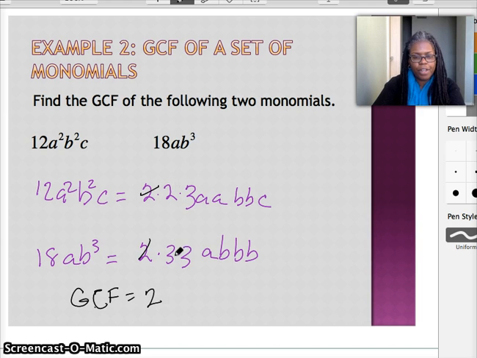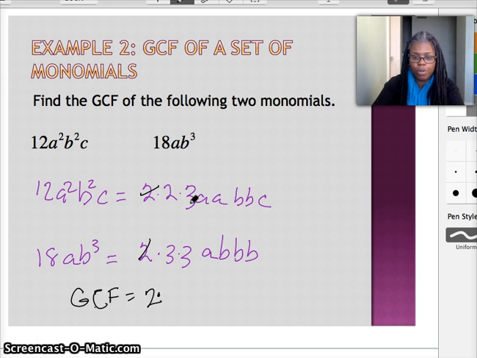Do both of them have another 2 in common? They don't. So this one has a 2, but this one does not. So that's not going to work. What does having two 2's as a factor mean? It means that 4 goes into it. 4 goes into this number, but it doesn't. 4 goes into 12, but it doesn't go into 18, right? So it makes sense not to include two 2's.